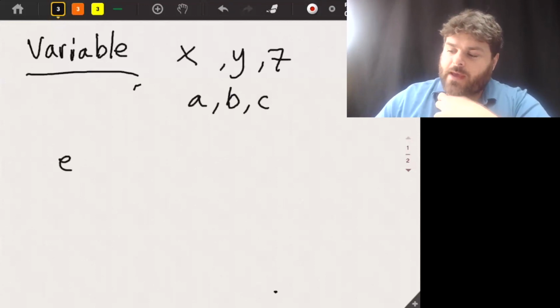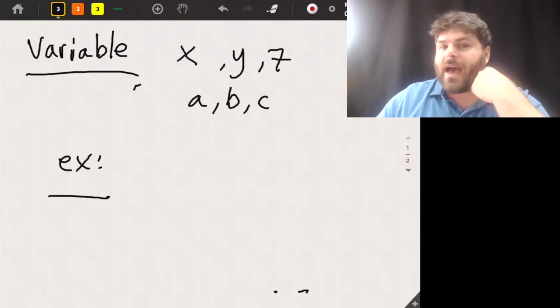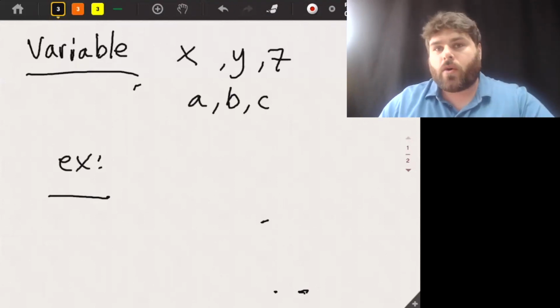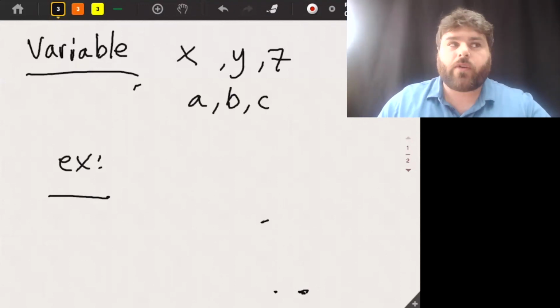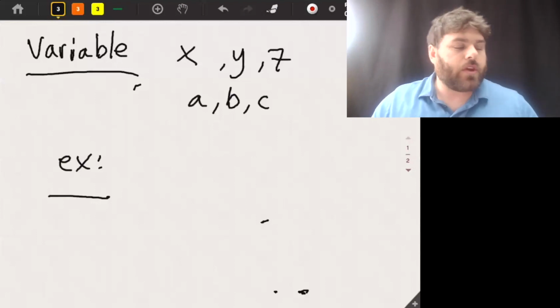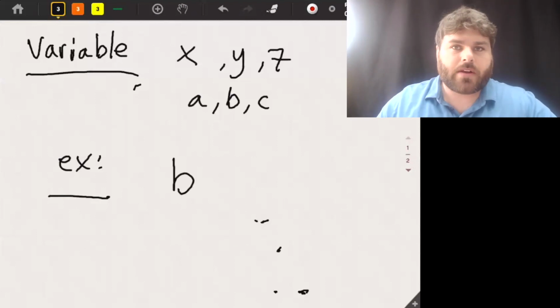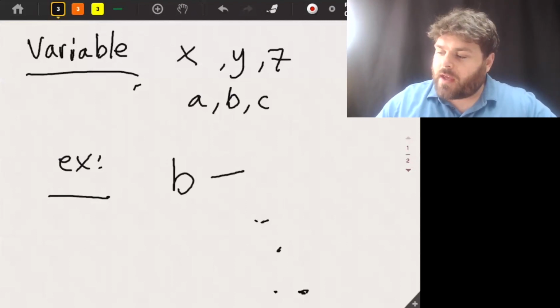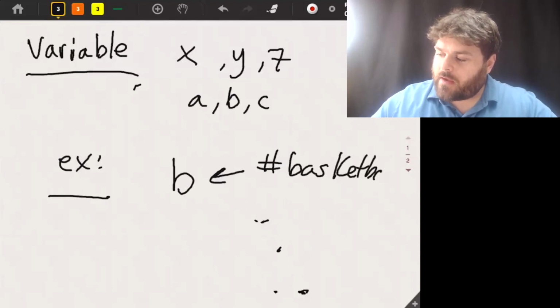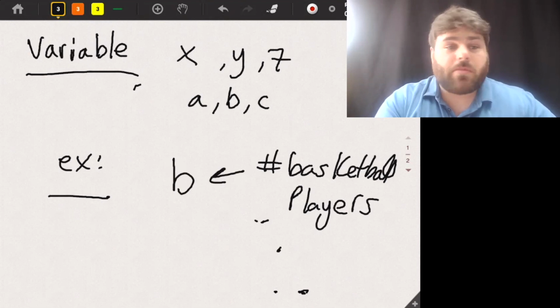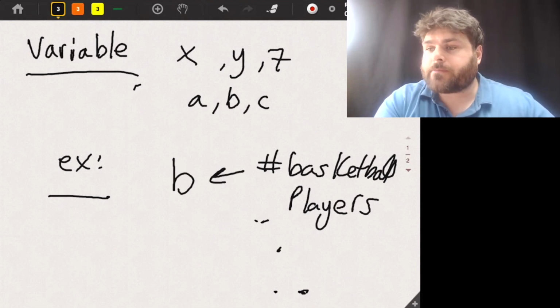Okay, so for an example, how many basketball players are there in the United States? We do not know the number of basketball players in the United States. So if we want to use that number, we're going to have to use a variable to represent it. So we're going to say, okay, there are B basketball players in the United States. So that letter B is representing the number of basketball players in the US. So you can use any letter. Of course, B is a common letter if you're talking about basketball players. But again, it could be X or Y or Z or any other letter.